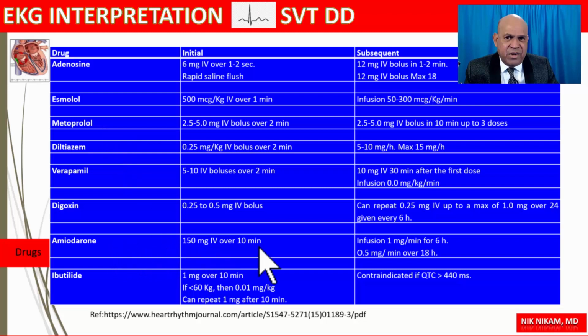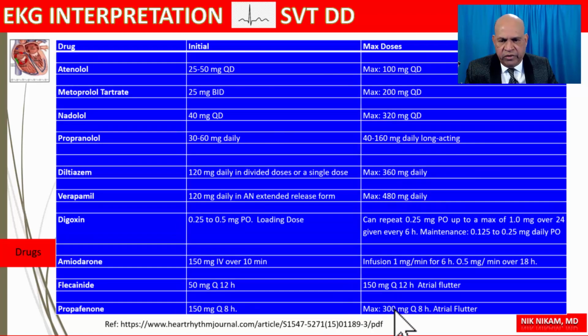Amiodarone is not as effective as an acute drug in trying to control the rate or the rhythm, but in the long run, amiodarone may be quite useful in patients with atrial fibrillation or even flutter. And so is ibutilide, which can be used, but it should not be used if the QTc is greater than 440 milliseconds. Let's move on to the next one.